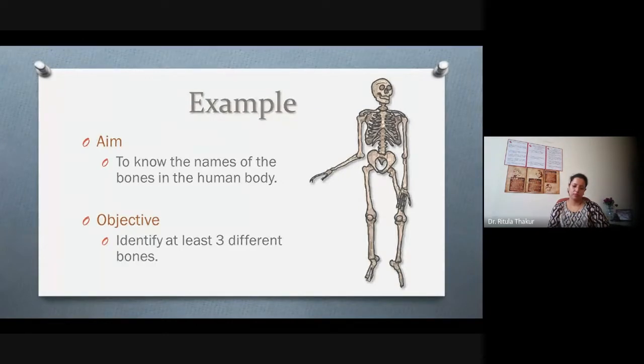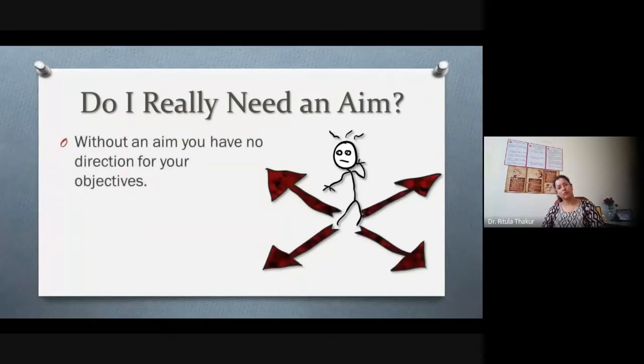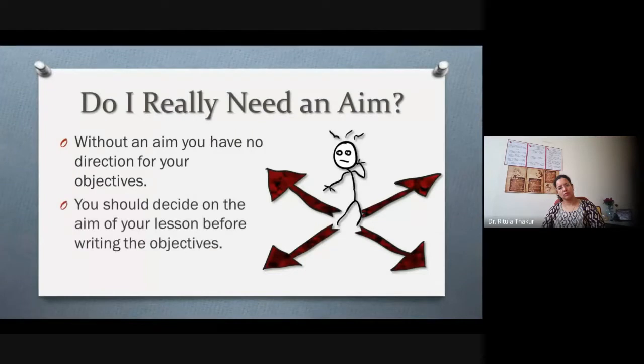Seeing as how we are writing these specific objectives, you might ask, do we really need an aim? The answer is yes. Without an aim, you have no direction for your objectives. Therefore, you should decide on the aim of your lesson before writing the objectives.